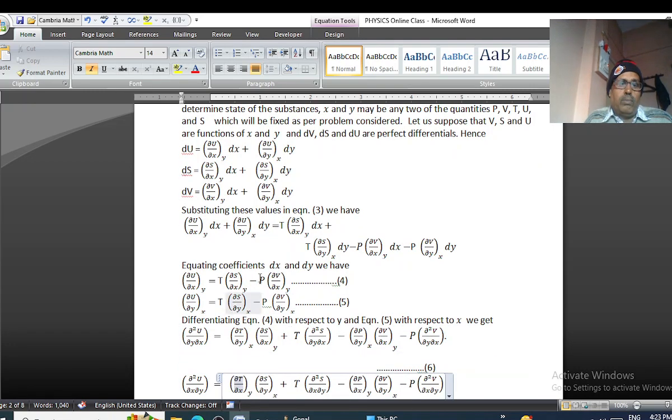Similarly, we equate the coefficients of dy. This is the coefficient of dy, this is the coefficient of dy, and this is the coefficient of dy. After equating, we get two equations, equation 4 and equation 5.